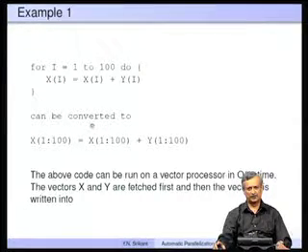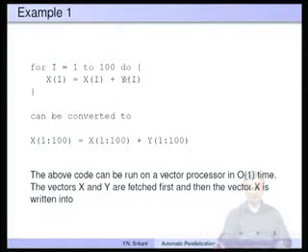Some of these we saw during introduction to optimization. So, here is a for loop: for I equal to 1 to 100 do x[I] equal to x[I] plus y[I]. This code can be very easily converted to a vector processor code: x[1:100] equal to x[1:100] plus y[1:100]. The code can be run on a vector processor in constant amount of time, O(1) amount of time.